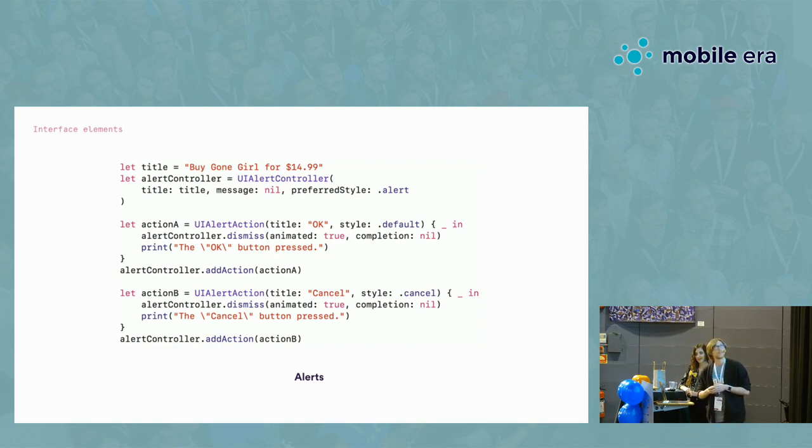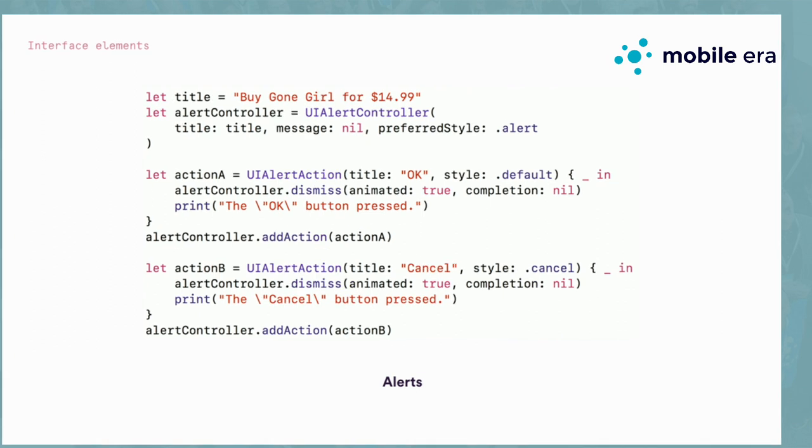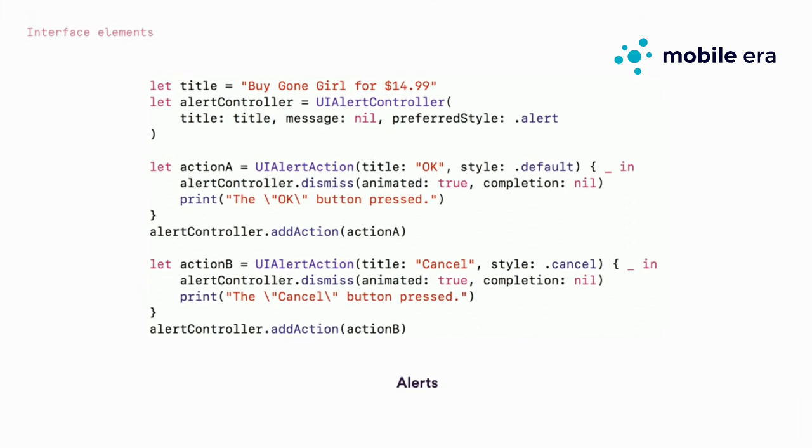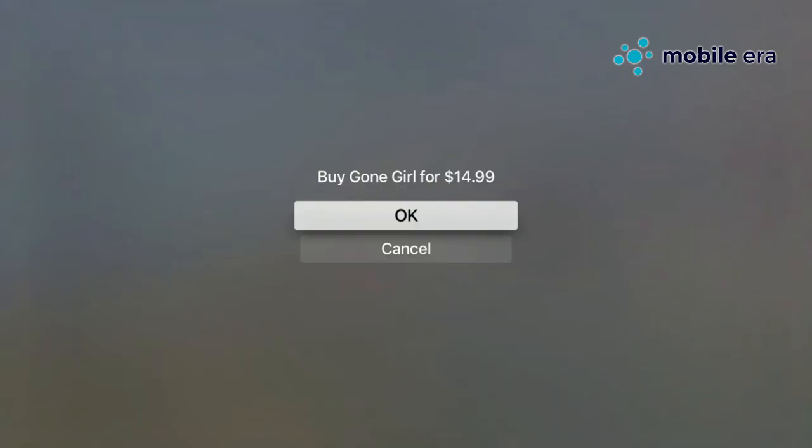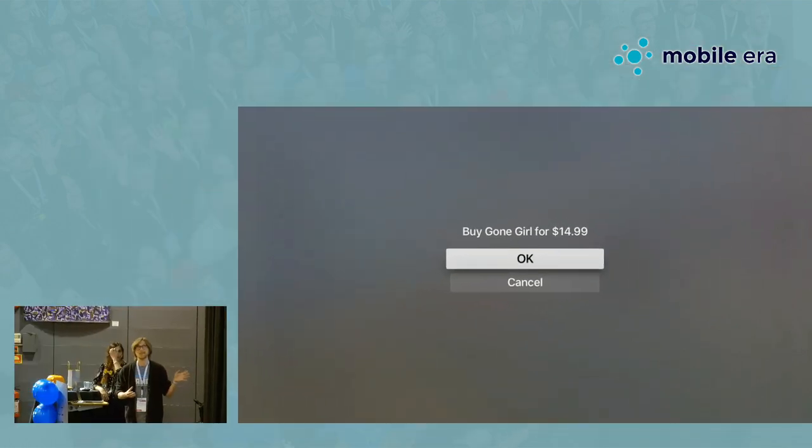So the next one is alert. It's used actually a lot. And as you can see, in terms of code, it's the same as on iOS. You just create UI alert controller with some title, optional message, and add one or more actions that represent buttons on the screen. And then it looks like this, because aside from that configuration, it's not super customizable.